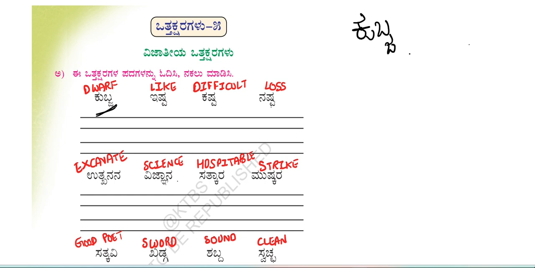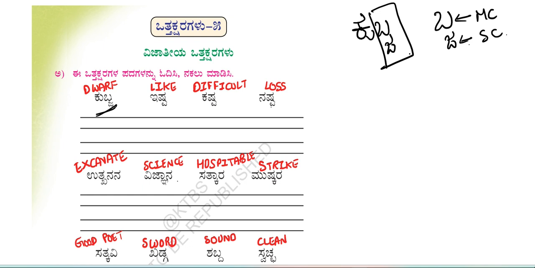So, what is Vijati Ottakshara? It is when the main consonant and the secondary consonant are both different alphabets. Here, if you look at this, the main consonant is Ba and the second consonant is Ja. So they are two different letters. That is why it is Vijati Ottakshara.